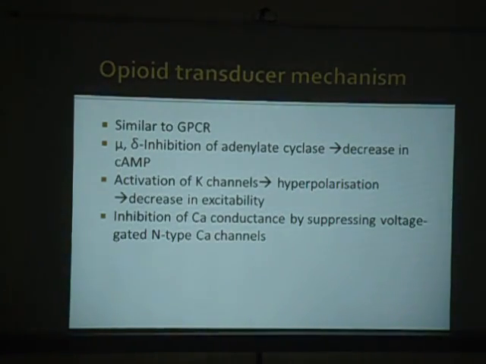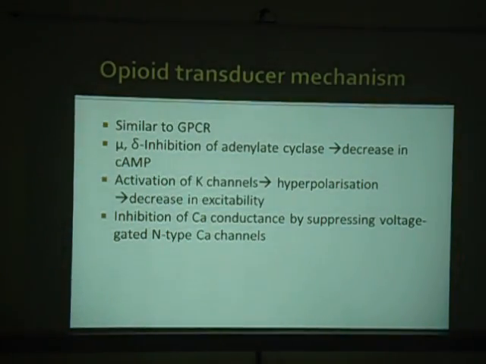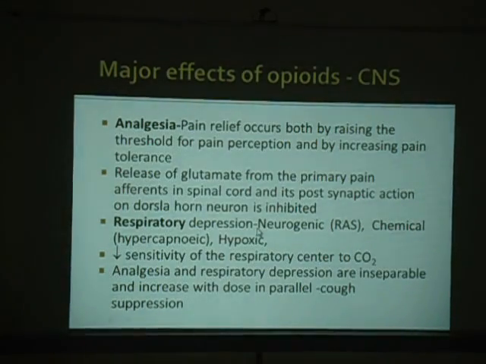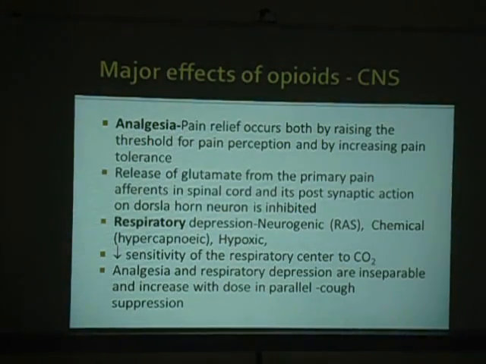We have studied that mu and kappa receptors have a structure similar to G-protein coupled receptors, or GPCRs. The downstream pathway is mainly based on a decrease in the synthesis of cyclic AMP levels, and the minor mechanism of action is activation of potassium channels and inhibition of calcium conductance. Analgesia and respiratory depression go hand in hand: the more the analgesia, the more the chances of respiratory depression.